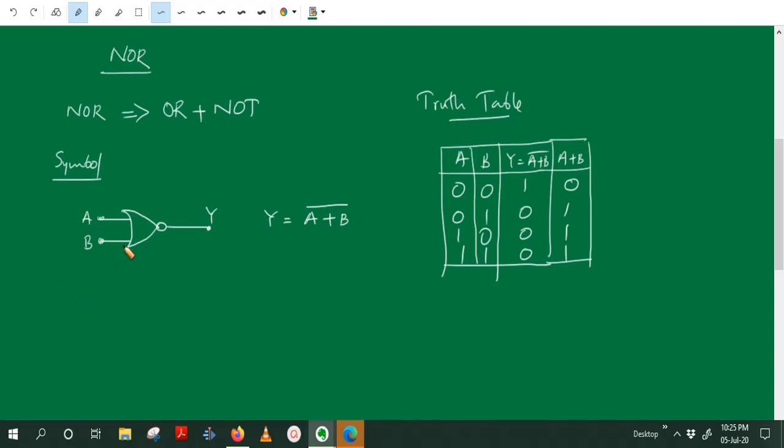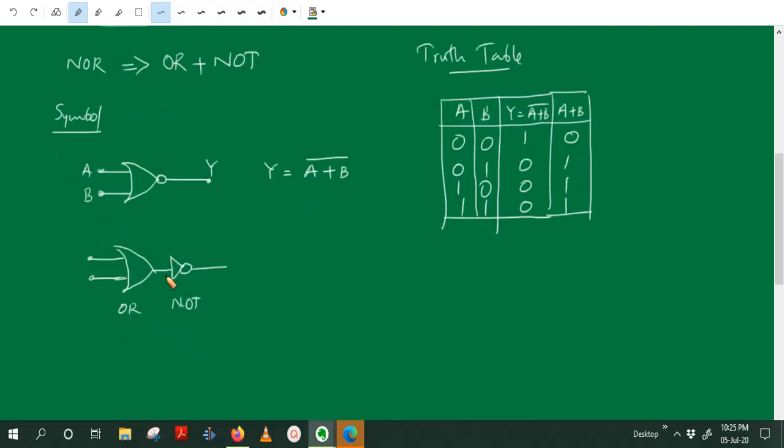Now we have seen the symbol of the NOR gate. This is equivalent to an OR gate and a NOT gate. So this is OR, this is NOT. So the symbol of the NOR gate is like this.